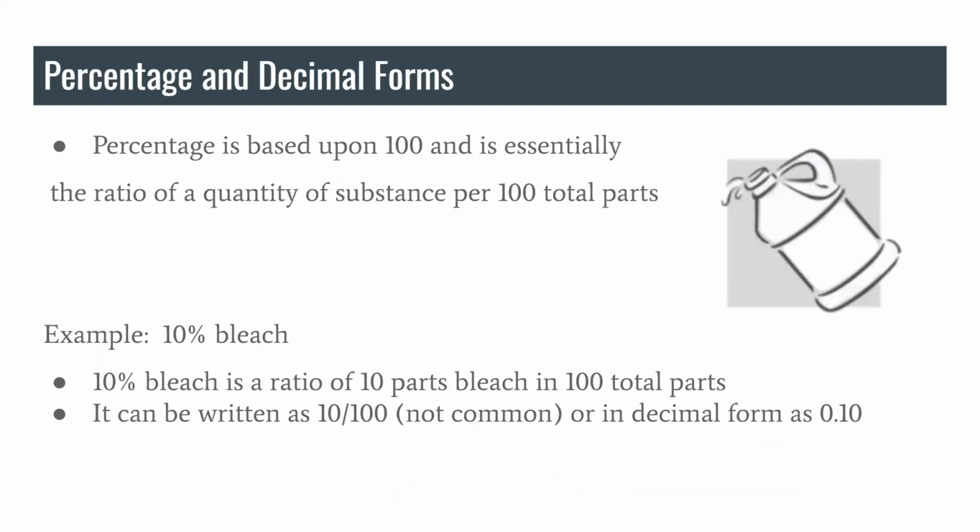Percentage and decimal form. The percentage is based on 100, and it is essentially the ratio of a quantity of a substance per 100 total parts. For example, a 10% bleach solution would be 10 parts bleach to 100 total parts. It can also be written as 10 over 100 or as the decimal form of 0.10.